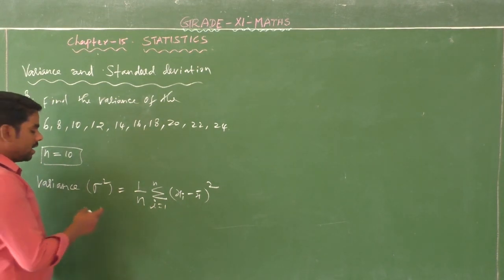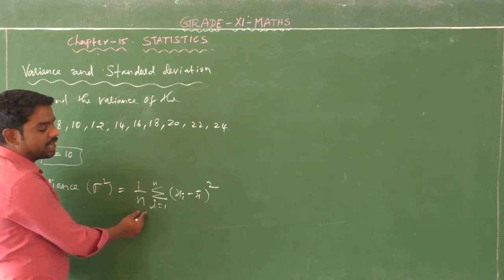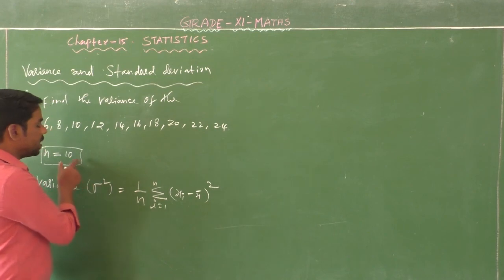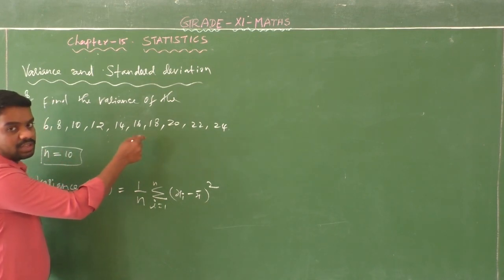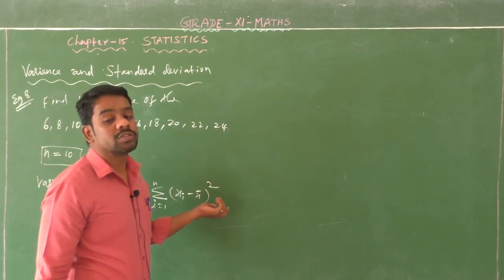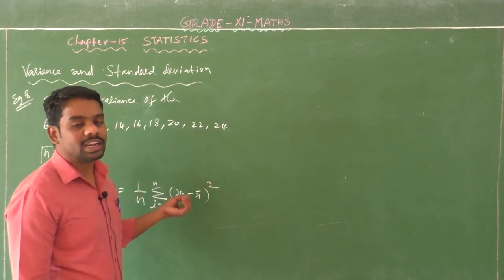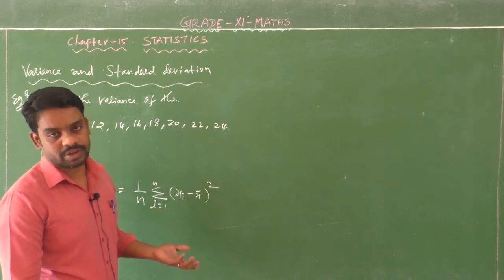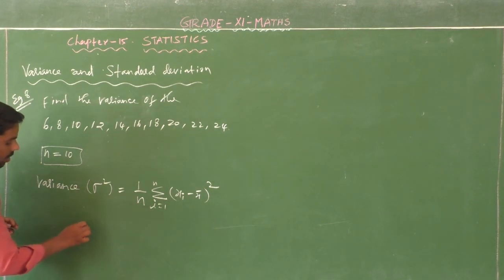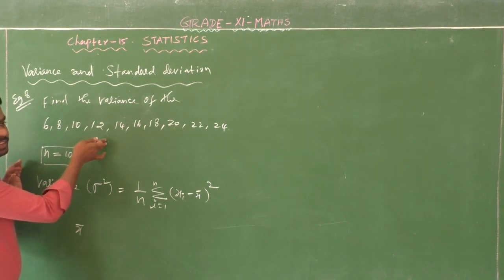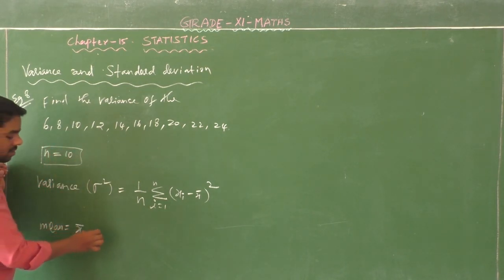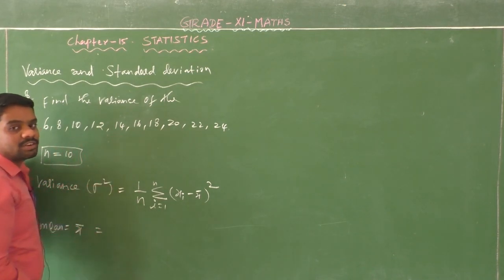Here we need the variance. The variance formula is 1 divided by n summation of i equal to 1 to n of xi minus x bar the whole square. Here n is known: the number of observations is 10. And we need the data xi minus x bar the whole square, and also the summation of xi minus x bar the whole square. First find x bar. X bar is the mean of the given observations, equal to the sum of the observations divided by the number of observations.